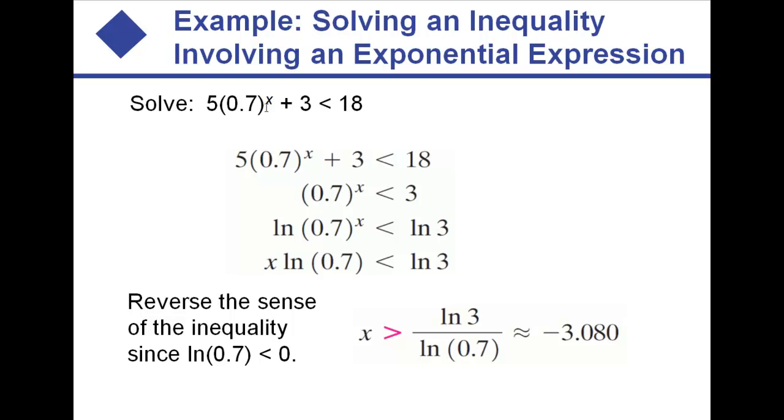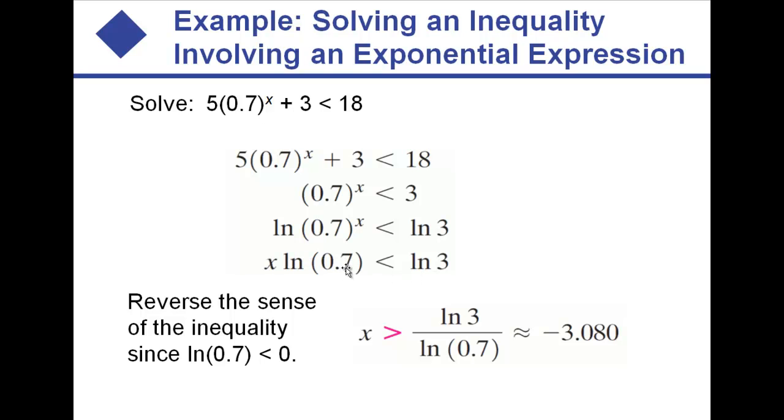If we're trying to solve for x, the first thing we want to do is isolate it. So we move the 3 over, which gives us 15. Then we divide by 5, which gives us 3, right? So that's how they got to 0.7^x equals 3. Now, to solve for x, we take the natural log of both sides, so that'll take the x down, and gets us to this point.